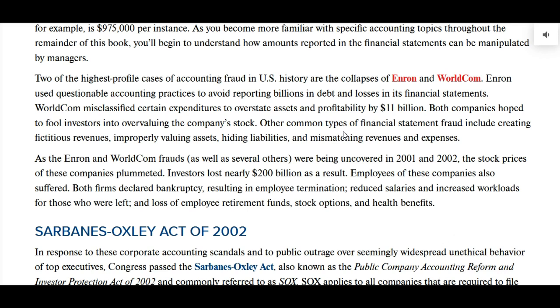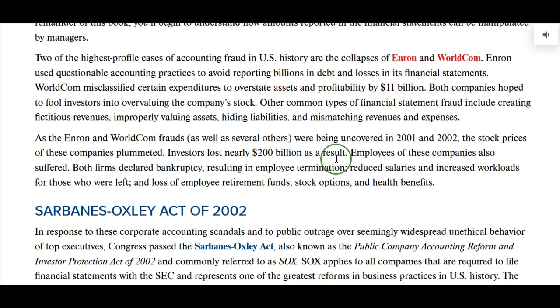That's just one company. And then Enron, it had a lot of problems itself. People lost a lot of money. And so just with those two companies, investors lost nearly $200 billion as the stock prices dropped. Employees lost their jobs, and so there were a lot of problems that occurred because of just those two companies. There were other companies with fraud going on at the same time, but those were the two big ones.